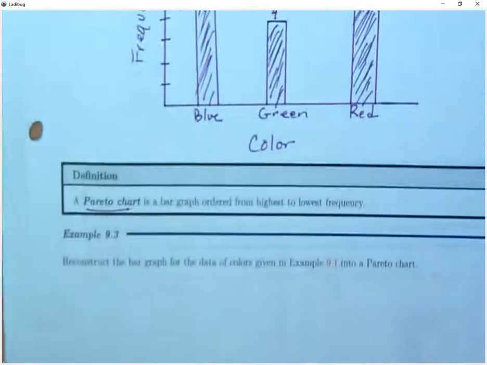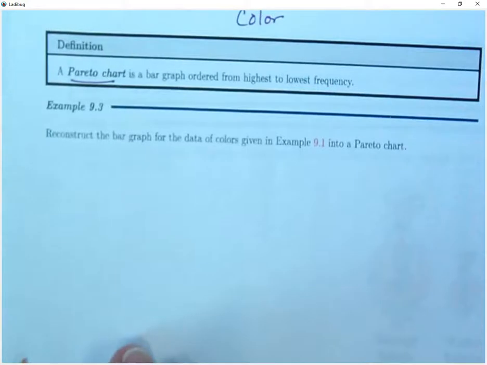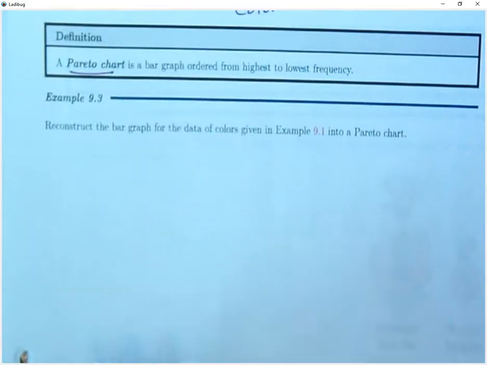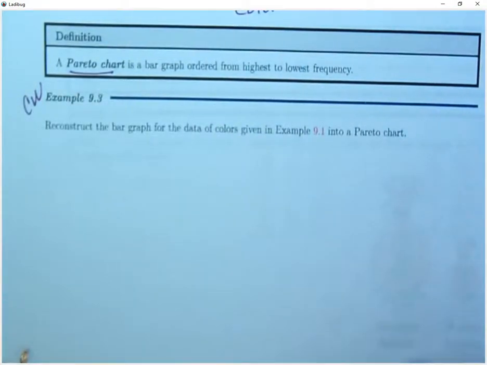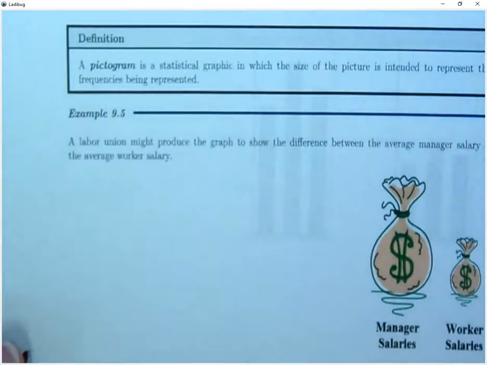So a Pareto chart on the next question is all you're going to do is the same thing, except you are going from highest to lowest. Now, some textbooks will always have those then touch, even though it's not a histogram, but this textbook doesn't look like it does, so we will just do it the way they would like. So I'm going to leave that one as a classwork for you. And also the pie chart on the next page.